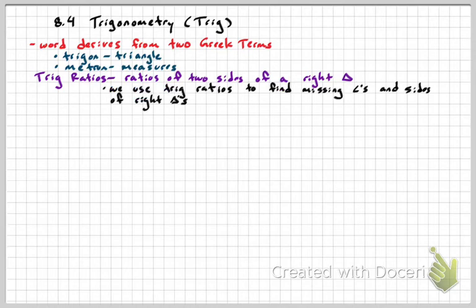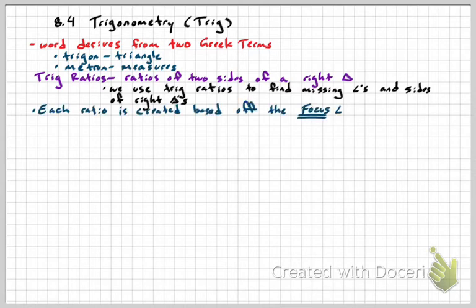So we use trig ratios to find missing angles and sides of right triangles. And the key is all in making the setup. Once you have the setup, solving it is pretty straightforward, but getting the setup correct, that's where the key is for today, and that's where we're going to be focusing.